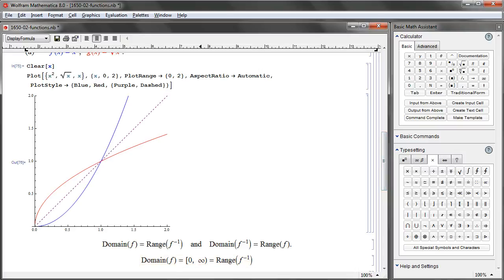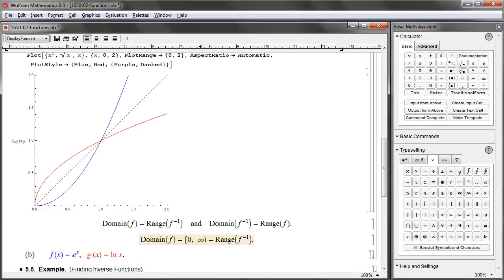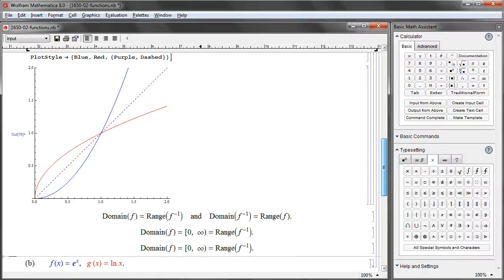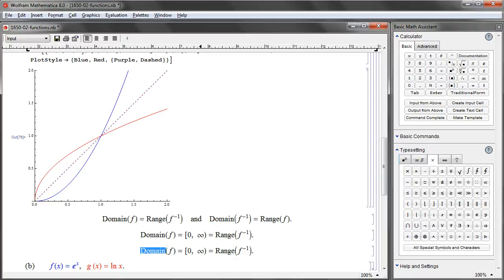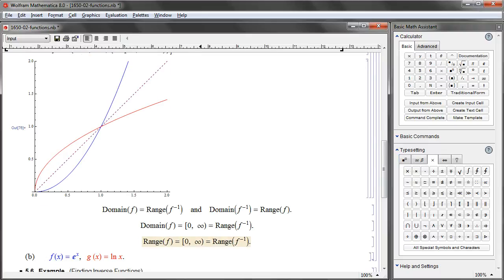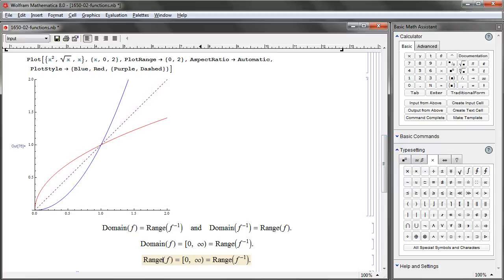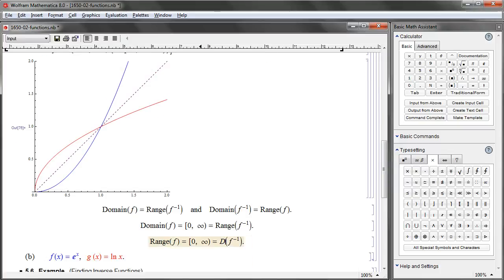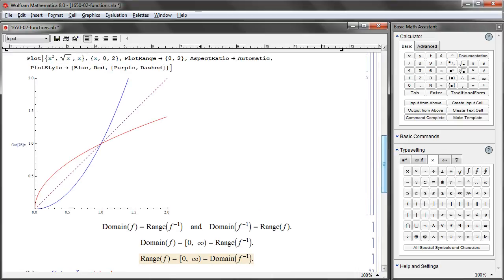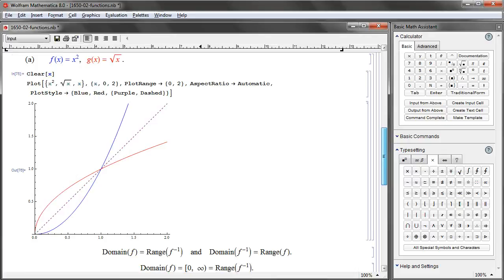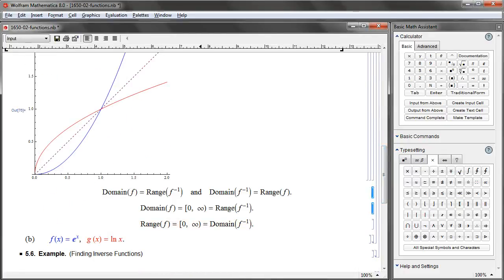And then how about the range of the original function? Look at the y-coordinate values of the blue graph, and that's the range of the original function, isn't it? And that is also going from 0 to positive infinity. That's the same as the domain of the inverse function. The x-coordinate value is going from 0 to infinity if you look at the red graph. So those are visible there.